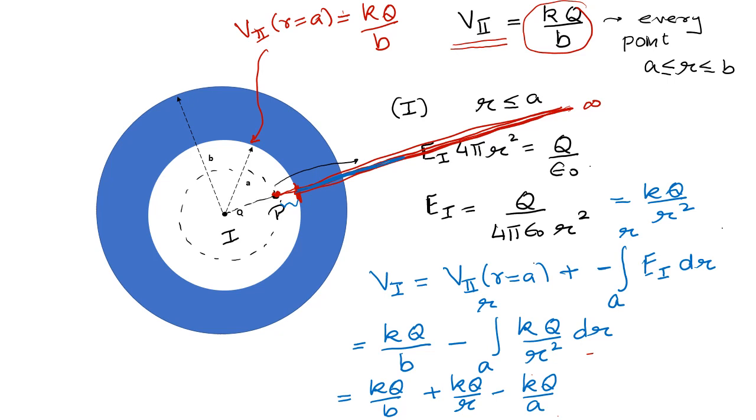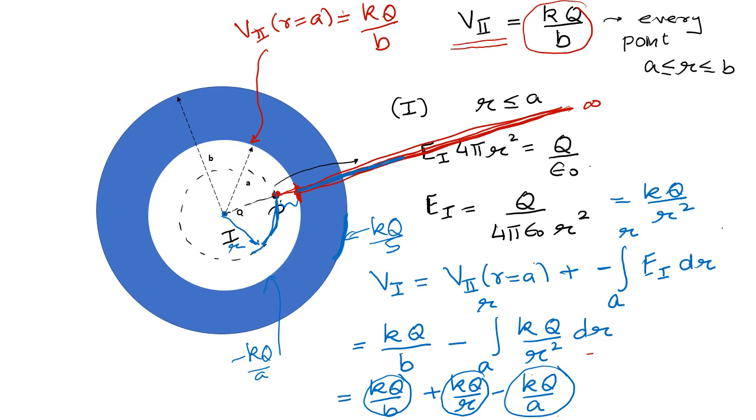So at any point, at any radius r away, the potential would be due to the point charge sitting there, plus the potential due to the sphere, which is KQ by B, and the potential due to the other sphere, which is minus KQ by A, because there's negative charge which is present there.